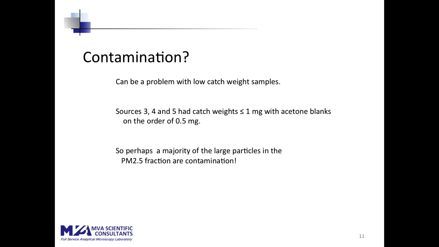In this particular example, sources 3, 4, and 5, those which had the lowest fraction of material that measured less than 2.5 microns in diameter, had a total catch weight of less than or equal to 1 milligram. The acetone blanks, that is the reagent blank used to rinse this material out and catch it to weigh it, were on the order of 0.5 milligram. So there's a significant chance for contamination in these very, very lightweight samples. So perhaps the majority of the large particles in the 2.5 micron fraction are contamination, particularly in samples 3, 4, and 5, which had the very low catch weights.